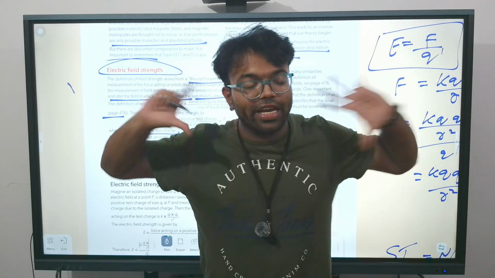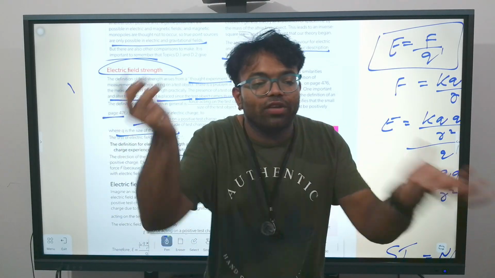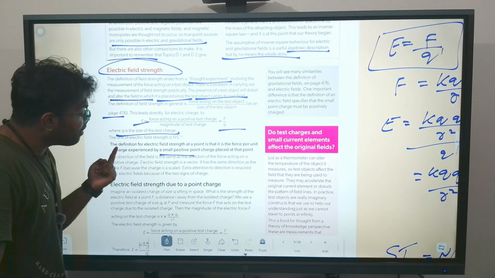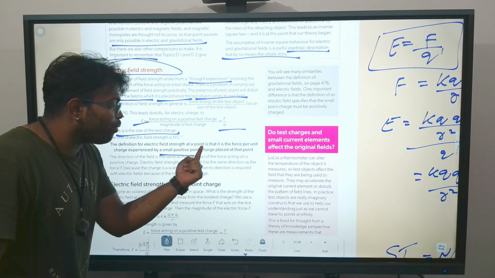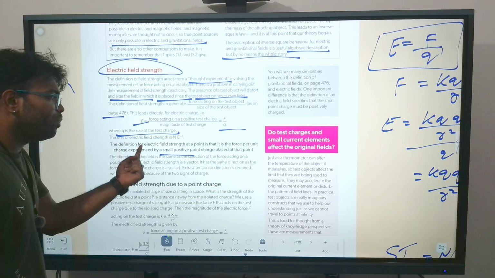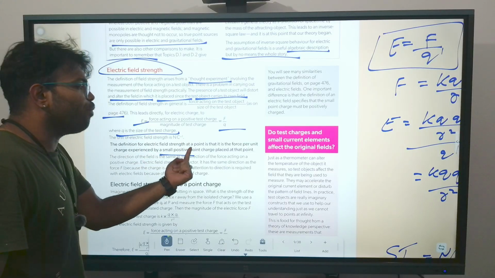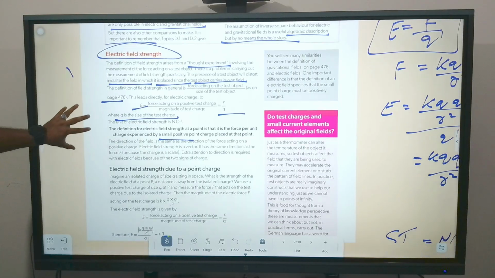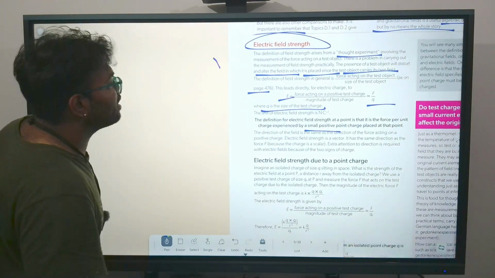If your theory is clear, you can say it whichever way you want. By this book's logic, the definition of electric field strength at any point is the force per unit charge experienced by a small positive point charge placed at that point. Now, basically, what is the electric field strength?